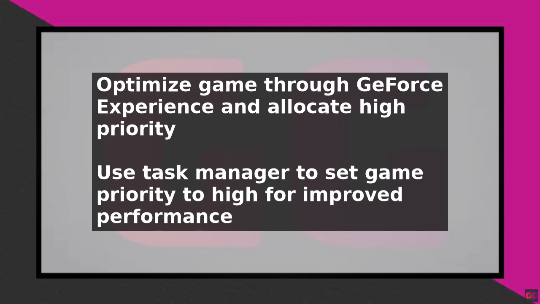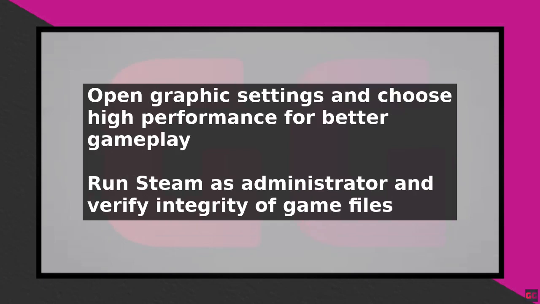Another option is to open Steam as an administrator. To do this, completely close Steam by right-clicking on the Steam icon in the system tray, selecting Exit Steam, and then checking the Task Manager to ensure all Steam processes have been terminated. If any Steam-related processes are still running, click on them and select End Task.